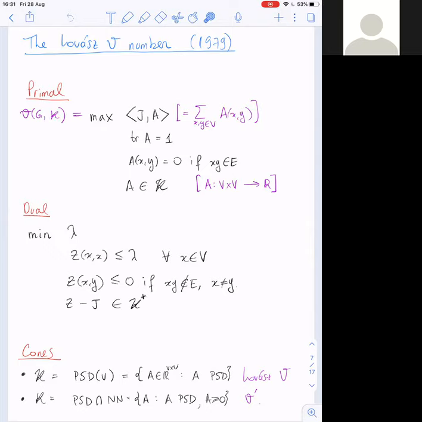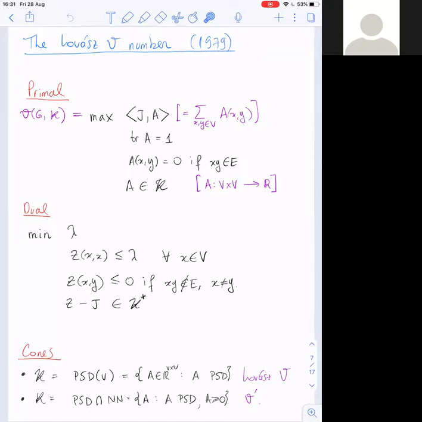And for now, G is a finite graph, okay? So what is the problem? The problem is to maximize the trace inner product between the all ones matrix J and A. This is the same as the sum over all the entries of the matrix A. And you want the trace of the matrix A to be equal to 1, so you have a normalization condition.